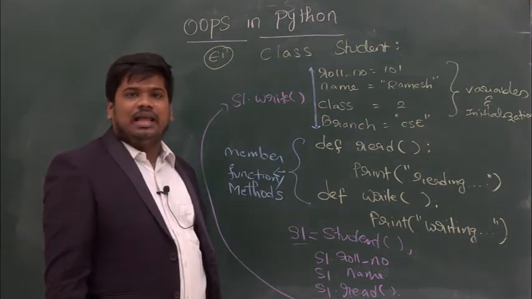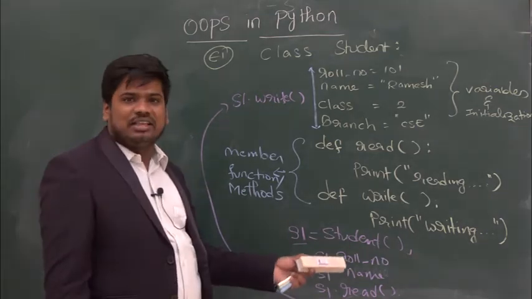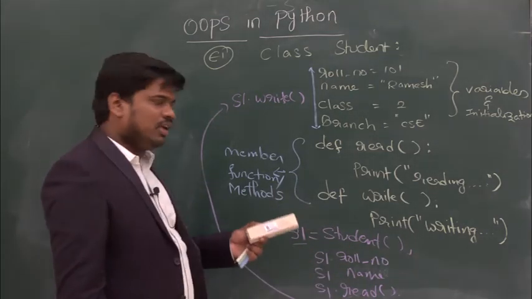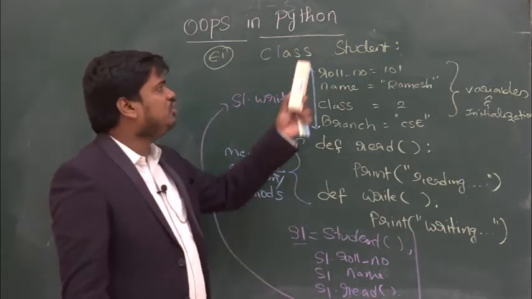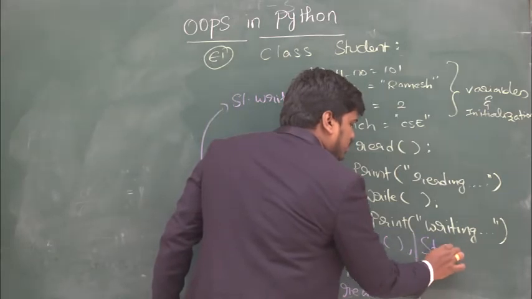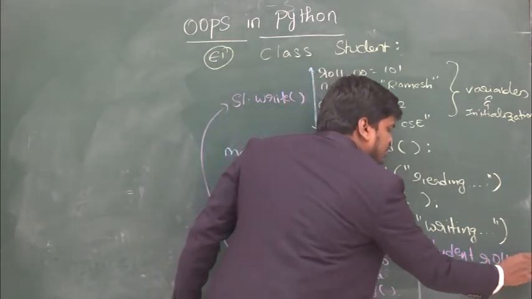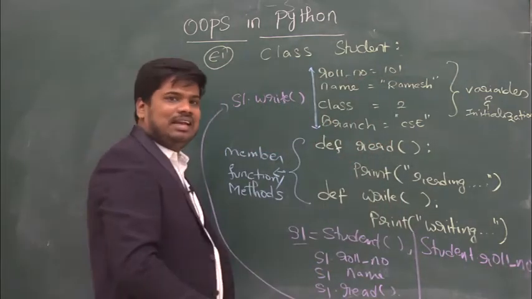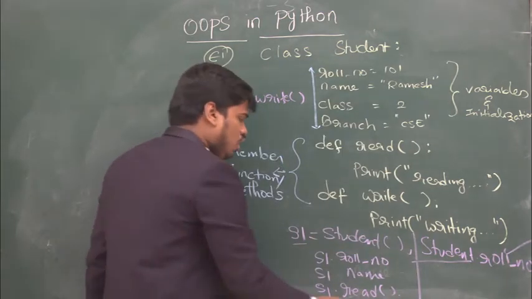So by this I am able to access my methods. This is one way of accessing the methods or variables. Another way of accessing methods or variables is by using a class name. So Student.roll_number. This is a valid thing. I can use a class name as well. This is a valid thing.